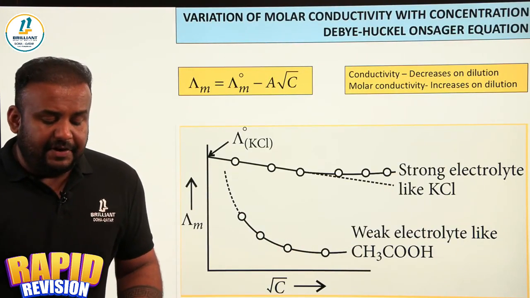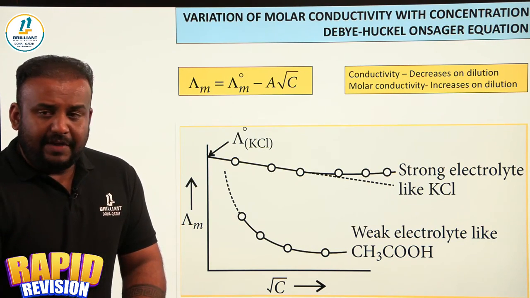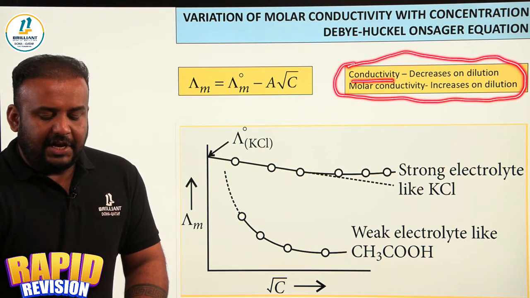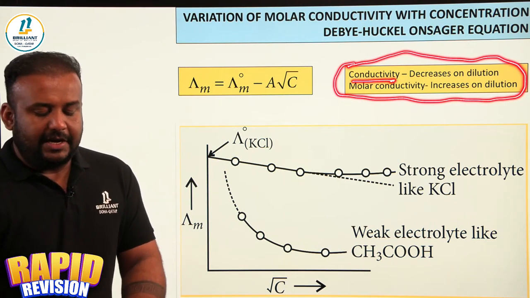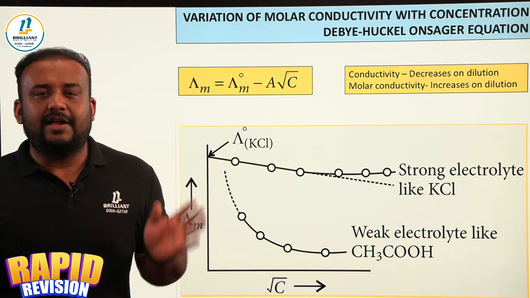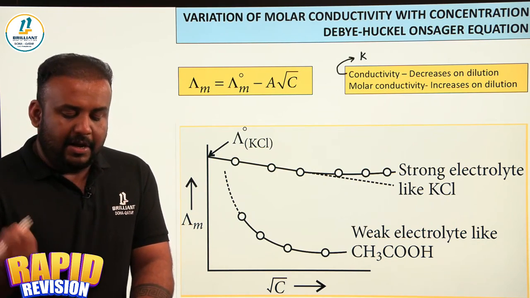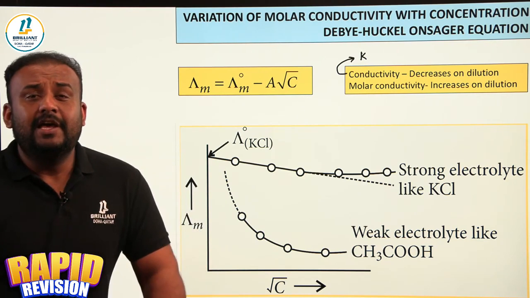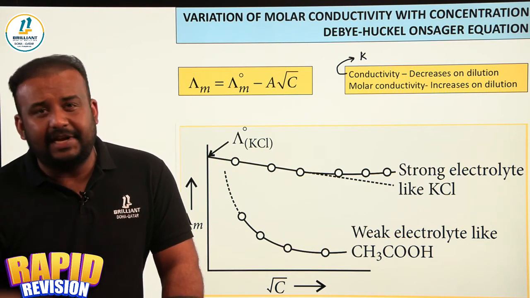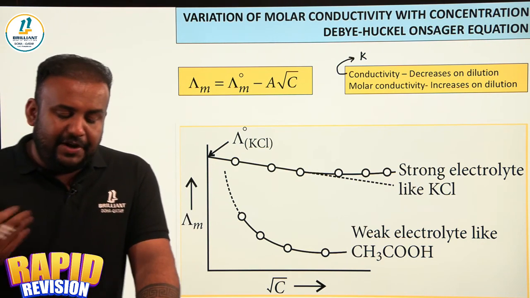Now, variation of molar conductivity with concentration, the Debye-Huckel-Onsager equation, very important. I want everybody to focus on this part. Conductivity of a solution of an electrolyte decreases on dilution, whether it is a strong or weak electrolyte. Conductivity means I'm talking about which parameter? Kappa. This is going to decrease on dilution. Why? Because when you add more water, the number of ions present per unit volume decreases. So conductivity will decrease when you dilute a solution.